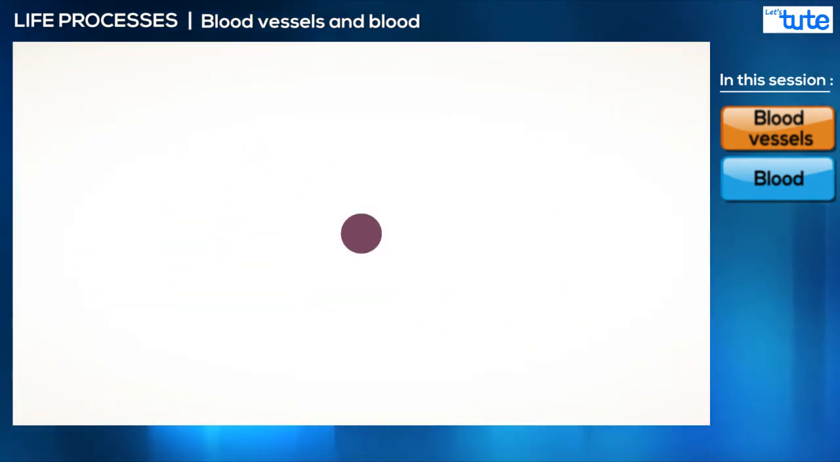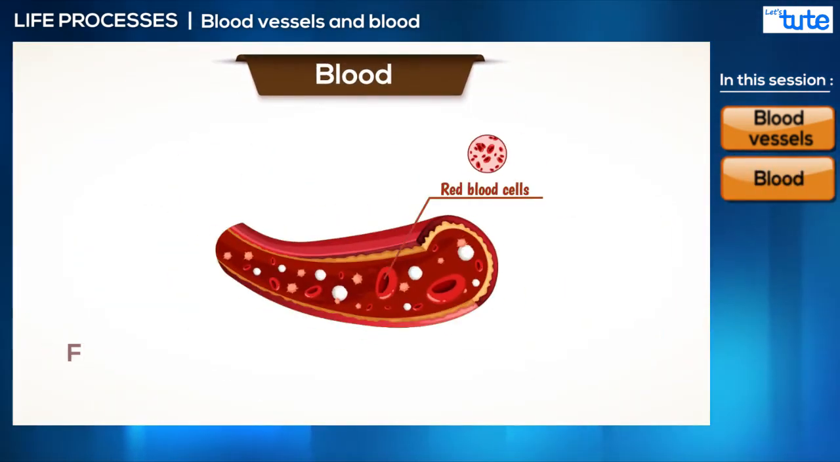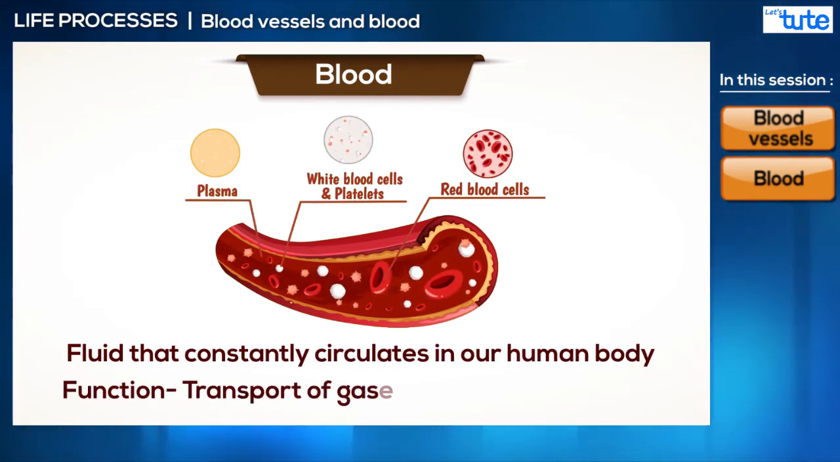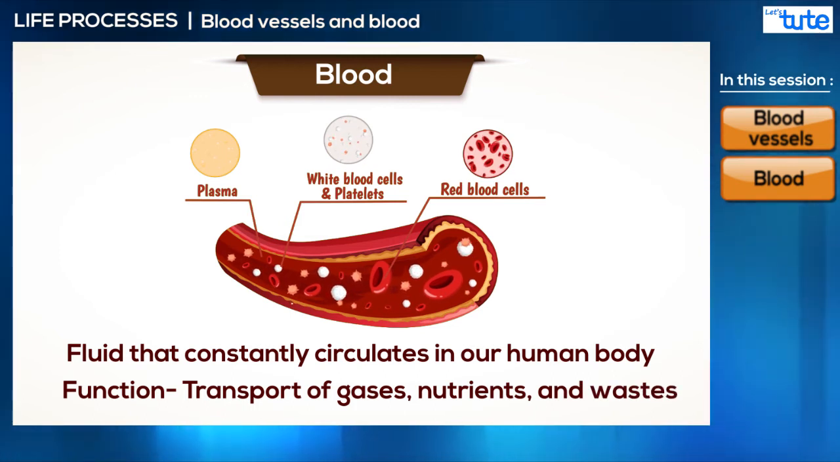Let's now talk about blood. Blood is a fluid that constantly circulates in our human body, transporting nutrients, different gases to each and every cell of the body. It also carries waste from different parts of the body. But did you know that blood is actually a tissue? A fluid connective tissue. Just like any other tissue, it is made up of different types of cell, but its matrix is fluid. To study the composition of blood, let's carry out a small experiment.